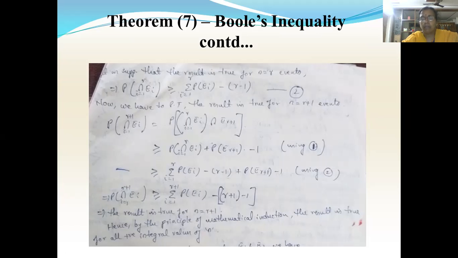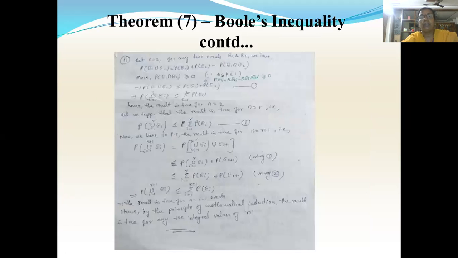So till now, whatever theorems we have proved, we are seeing that the main theorem which we are using is the addition theorem for 2 events. So now the second inequality, what we have to prove, probability of union of EI is less than or equal to summation of P of EI. So how to prove that?